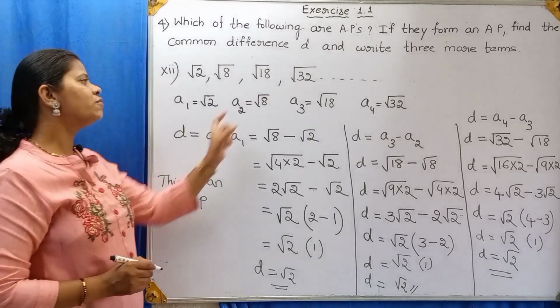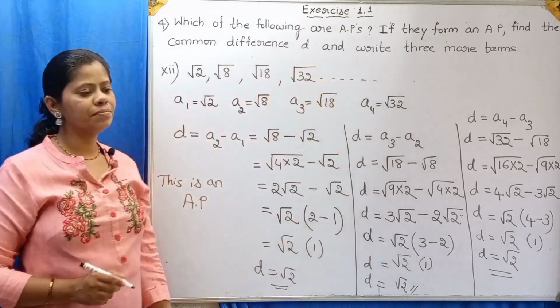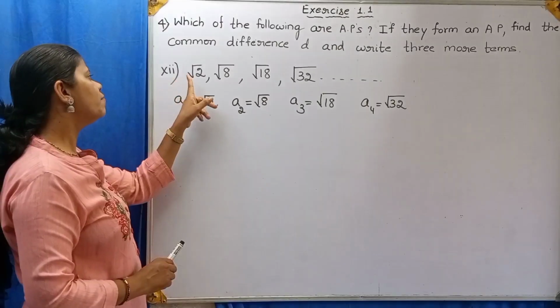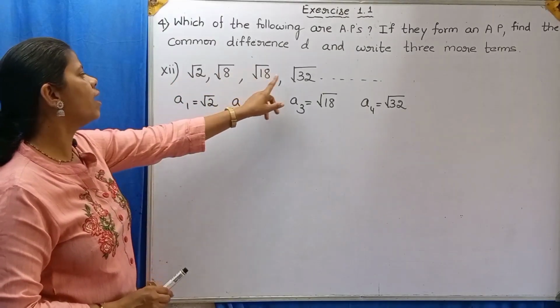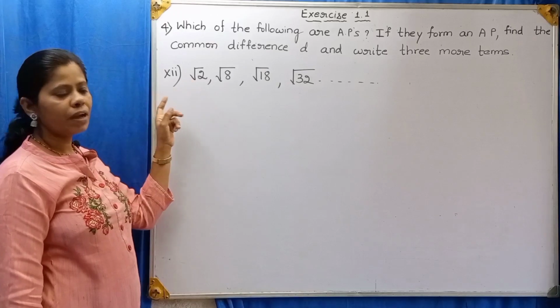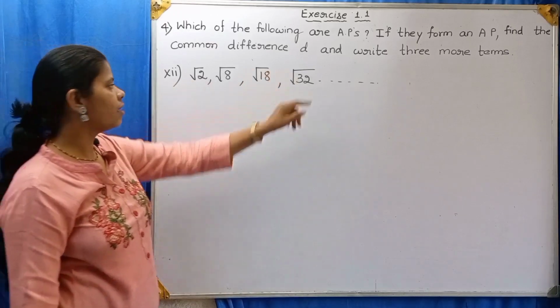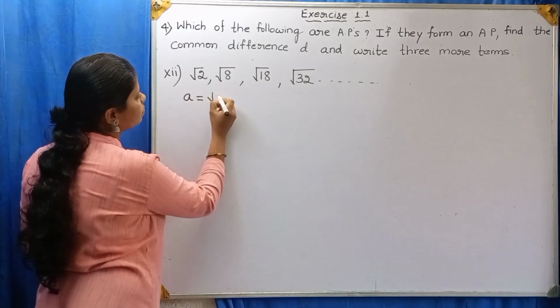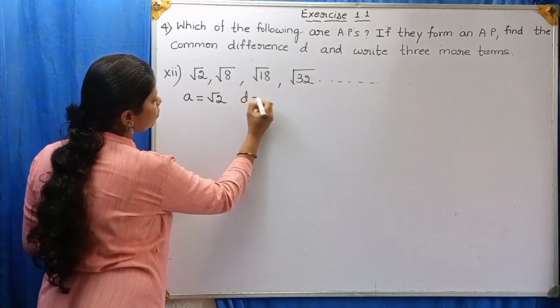Now, let us find out 3 more terms. Let me rub this one. Already we have a1, a2, a3 and a4. Now let us find out a5, a6 and a7. We know that a is root 2, right? And d is root 2.